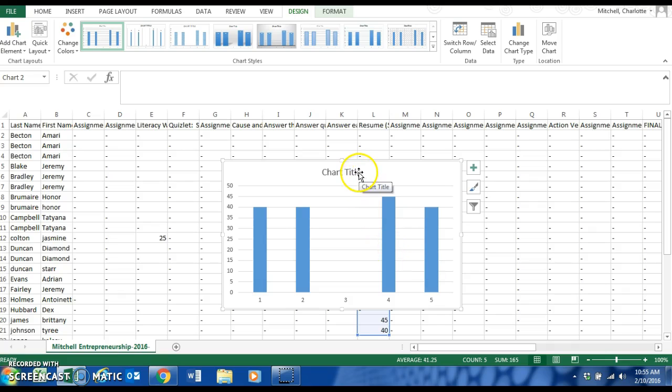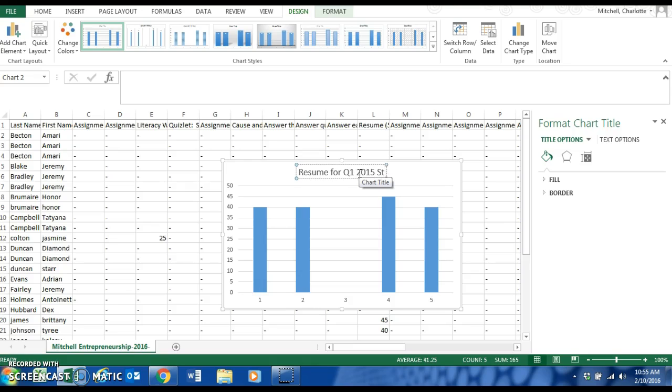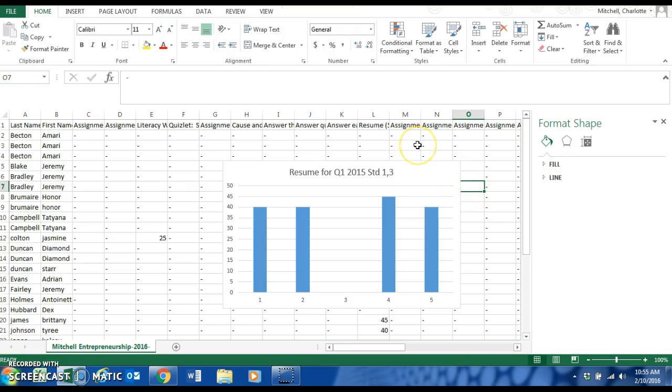And there's your chart. You can go in and make your chart title, and this chart title could actually be the resume for Q1 2015, and then of course you can add your standard 1. The resume actually covers standard 1 and 3 for me because of the writing. And there you go.